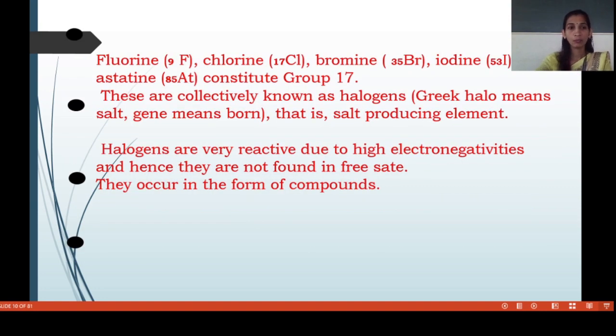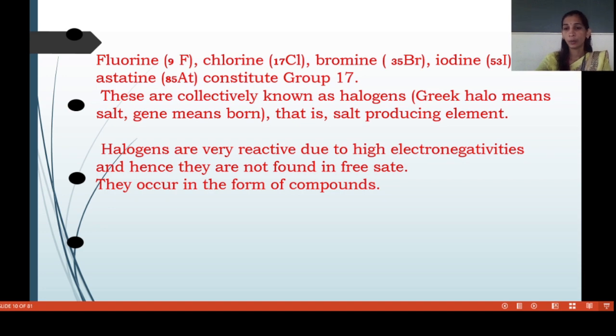The next is the fluorine family, that means group 17. Fluorine, chlorine, bromine and iodine are all present in group 17. These are collectively known as halogens. Group 17 is known as the halogen family. Halogen is a Greek word. Halo in Greek means salt, and gens means bond, so salt family or salt producing elements.